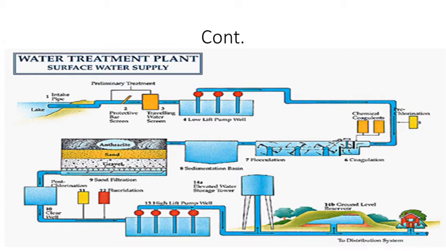So the last point is the pressure filter. The pressure filter is simply a type of rapid gravity filter. In that case, pressure is utilized for increasing the rate of filtration. Basically, 3 to 7 kg per square centimeter of pressure is used to force the water into the filter, so that the rate of filtration increases.